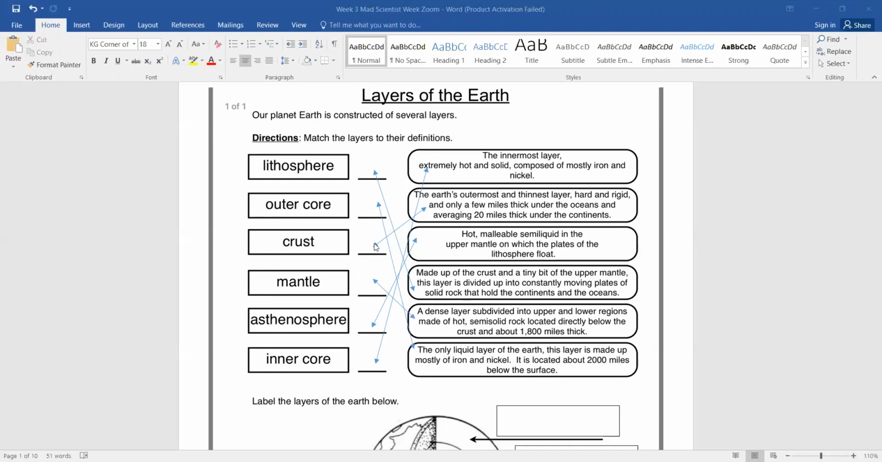Next is the crust. This is the Earth's outermost and thinnest layer, hard and rigid, and only a few miles thick under the oceans and averaging 20 miles thick under the continents. Next, we have the mantle, a dense layer subdivided into upper and lower regions made of hot semi-solid rock located directly below the crust and about 1,800 miles thick. Then we have the asthenosphere, which is hot, malleable, semi-liquid in the upper mantle on which the plates of the lithosphere float. And then we have the inner core, which is our last one. The innermost layer, extremely hot and solid, composed mostly of iron and nickel.